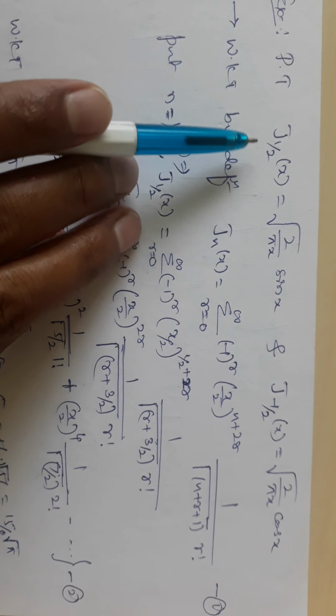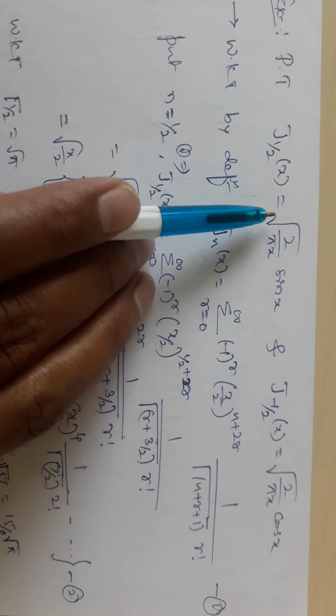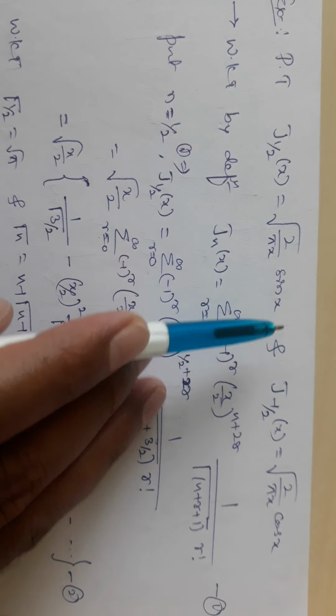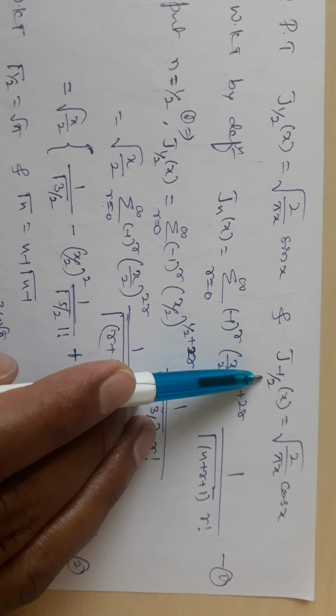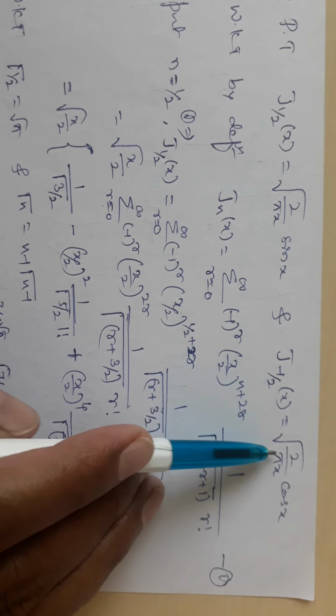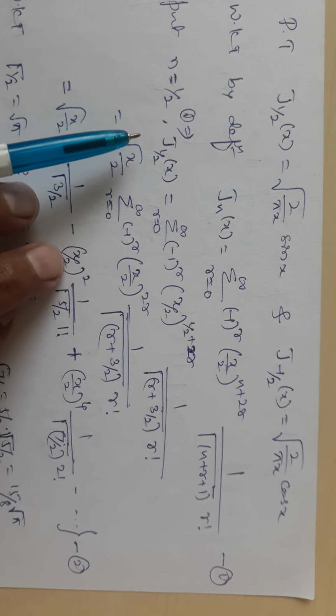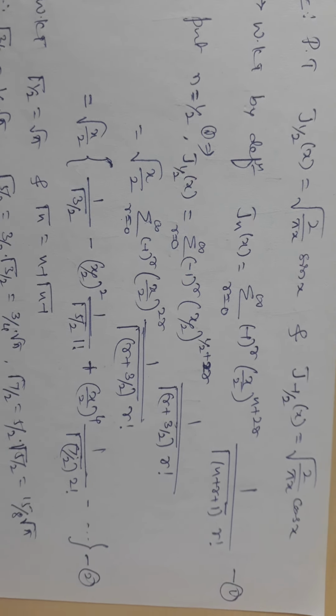Prove that J_{1/2}(x) equals root of 2 by pi x into sin x, and J_{-1/2}(x) equals root of 2 by pi x into cos x, with the usual notation, using the definition of Jn(x).